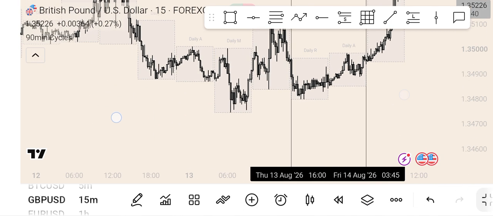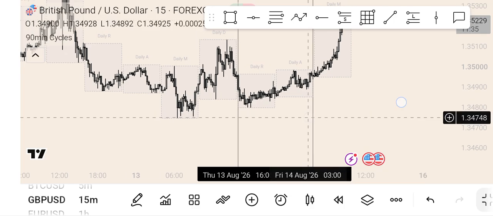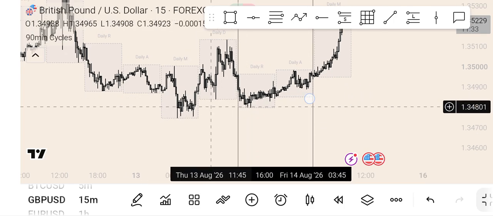Let me find an example for you. Let me look at it very well. I have not observed the charts. I have not observed the price action.